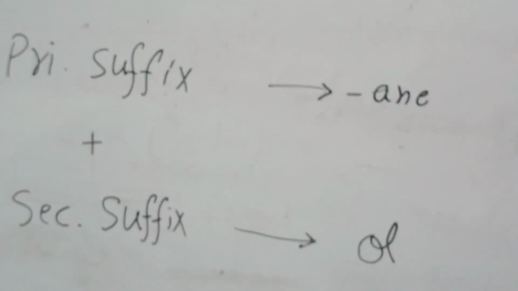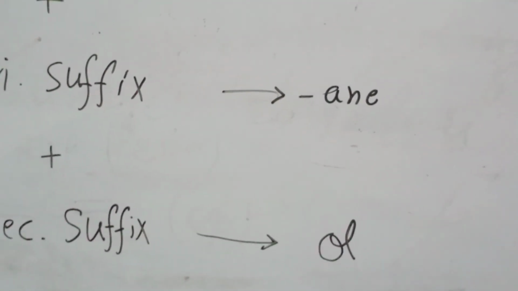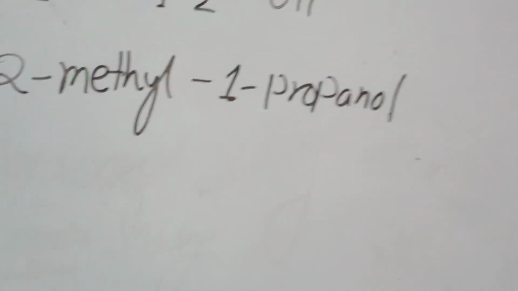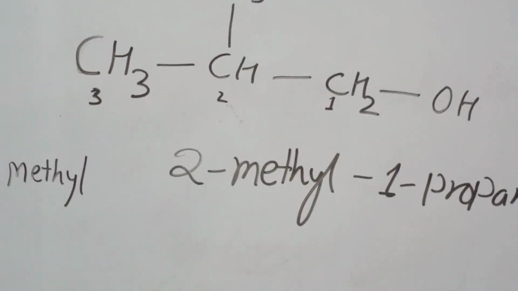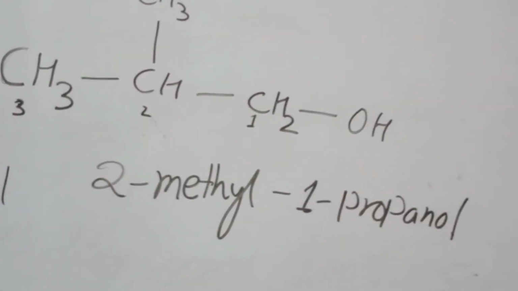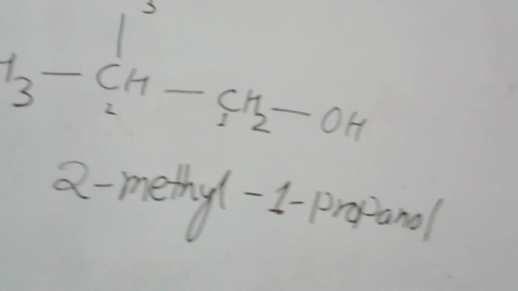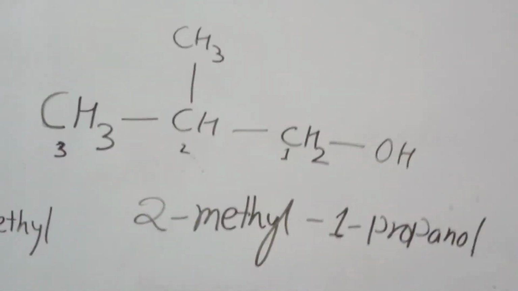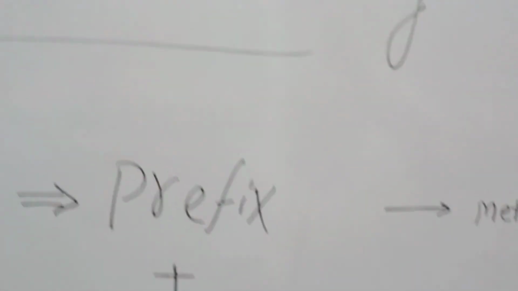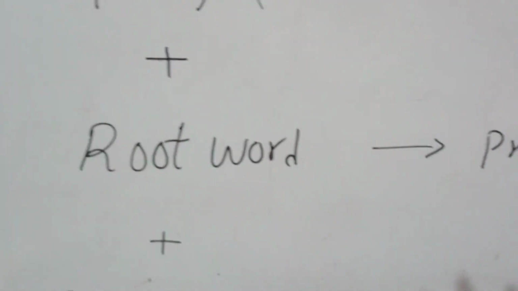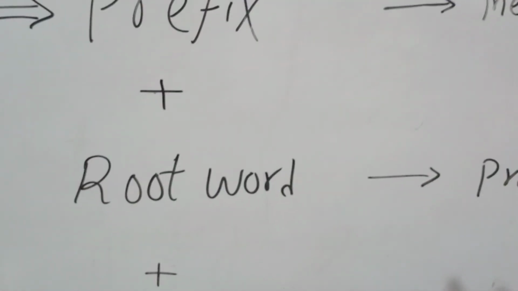And the secondary suffix here represents the functionality, that is the principal functionality, that is the ol. So these are the various components which are present within this particular structure as per the IUPAC nomenclature, or as per the IUPAC rule. So these all are the components which are ultimately used while naming the organic compound.